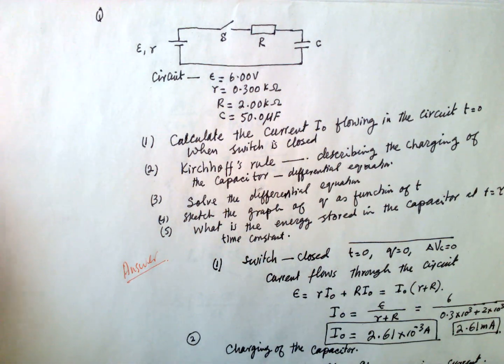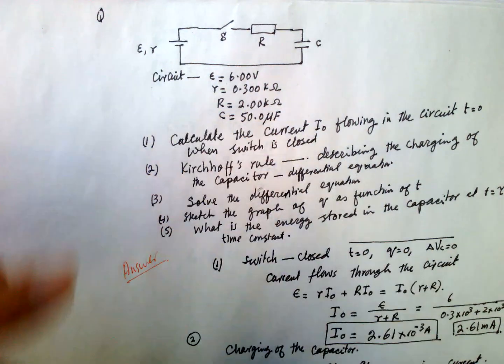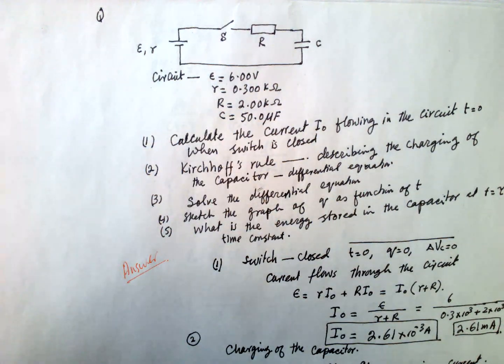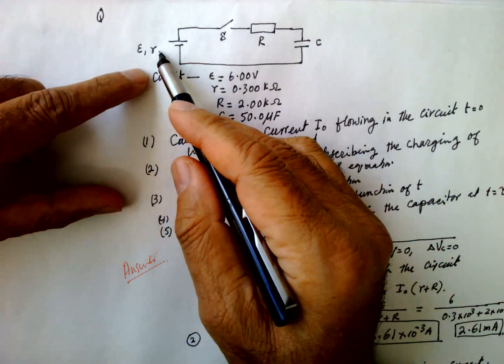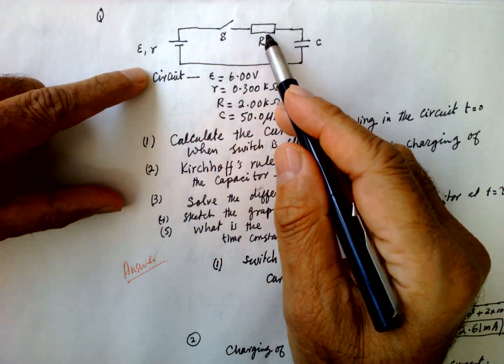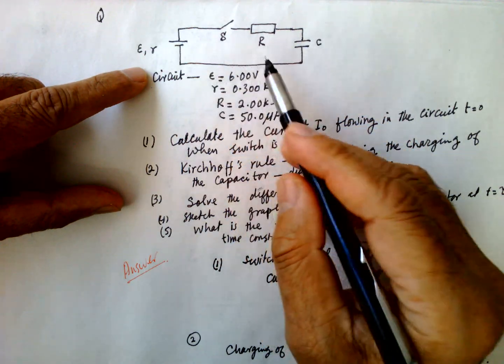Hello, physics. This is an interesting question about capacitors. The circuit is given with an EMF and an internal resistance small r, and this is a switch, this is resistor capital R, and this is a capacitor, and this is the circuit.